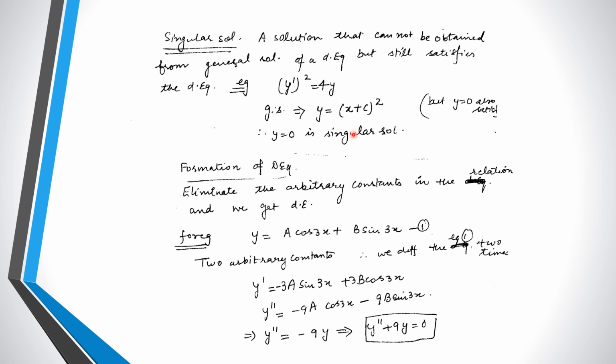Particular solution: from the general solution we will get the value of particular solution under some conditions. If we can find out the values of the arbitrary constants under some condition, then that general solution will be replaced by particular solution, right?